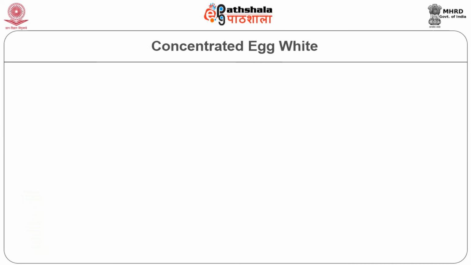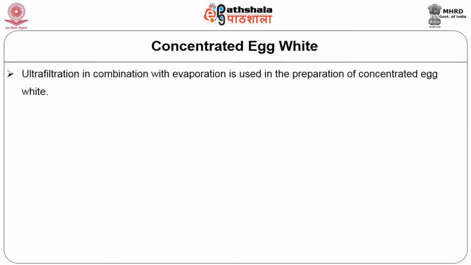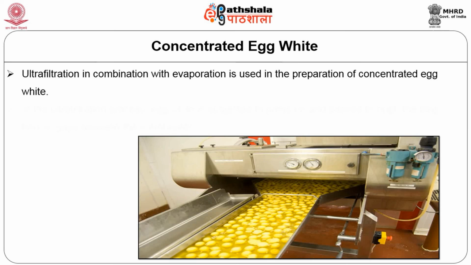Now let us learn the process of making concentrated egg white. First, the egg yolk or albumin is separated. They are then churned, filtered using ultrafiltration. The filtered mass is then pasteurized and evaporated to the required concentration. As egg tends to coagulate, a few additives are added to prevent the egg from coagulation.